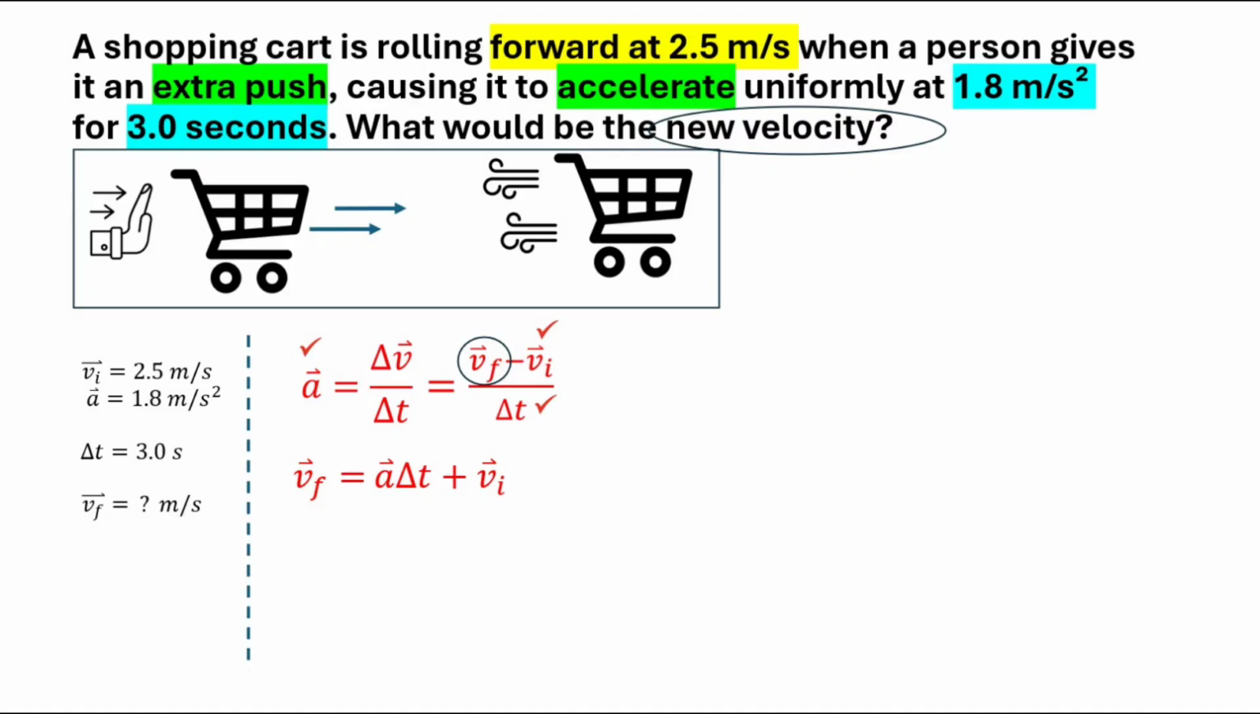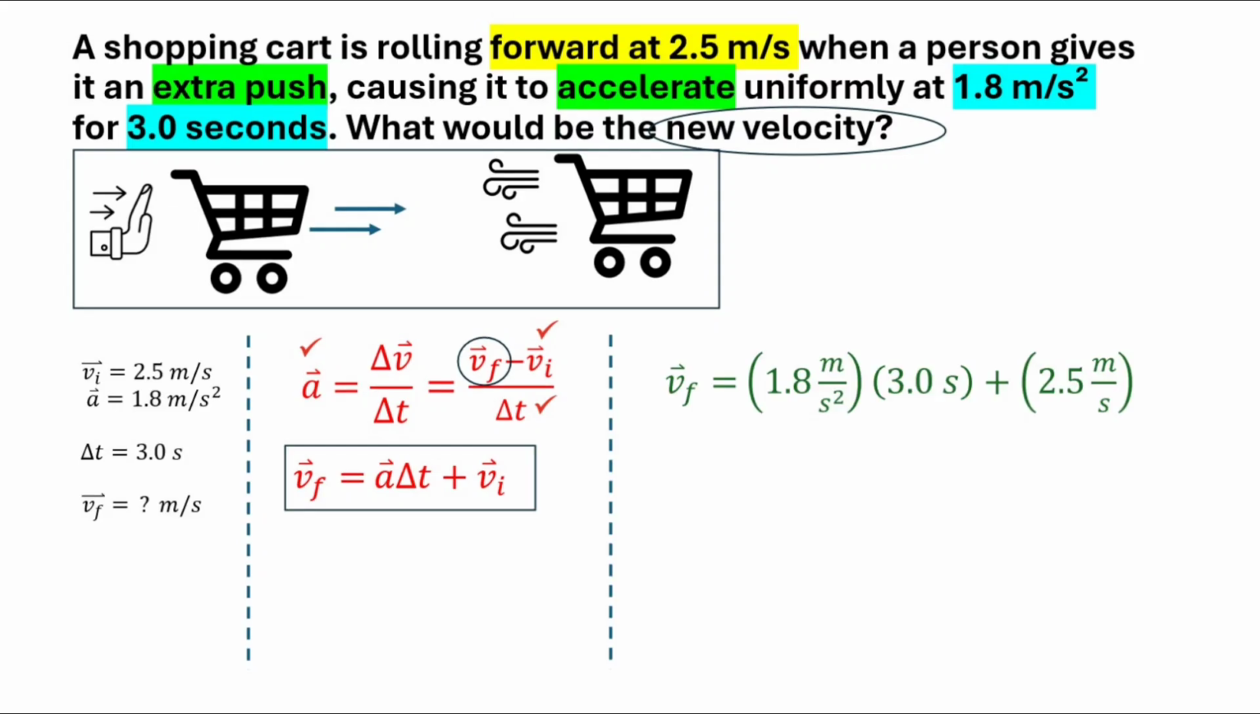We are at the last step, which is substitution. We substitute accordingly what we have, which is acceleration, time, and initial velocity. Notice that all of them have a positive sign because we do not have any opposing motion.